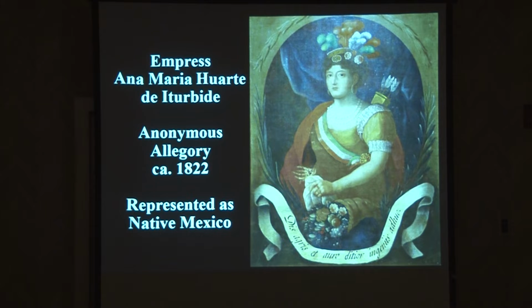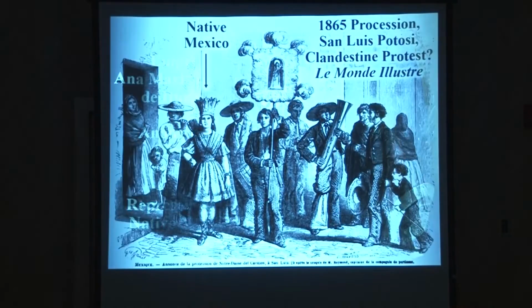My personal favorite happens to be this portrait of Iturbide's wife, Empress Ana Maria Huarte de Iturbide, an anonymous allegory from 1822. She is actually dressed up as native Mexico in this. So she's clearly signaling that she is Mexico, which is a hell of a power statement to make in the political arena right here. This is amazing kind of stuff. All right, it's the equivalent of sort of some of the most powerful memes and things that you would see on social media and that sort of thing today.